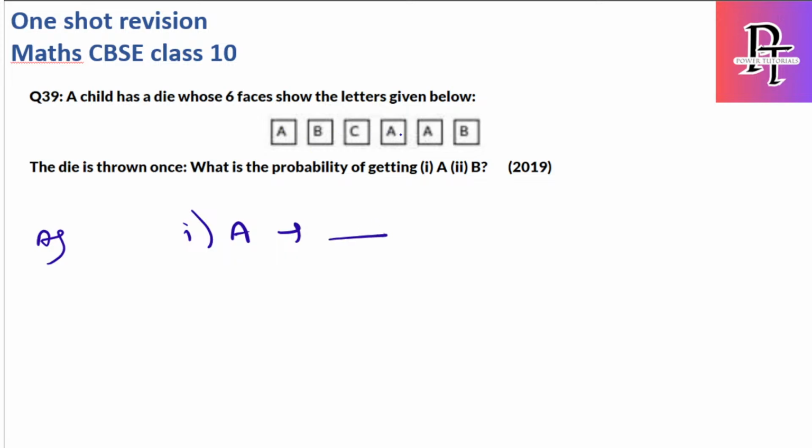Total I will write first: 1, 2, 3, 4, 5, 6. Total is 6. Getting an A: 1, 2, 3. 3 A's are present. So probability of getting A is 3 by 6, which is 1 by 2. Second, probability of getting a B. How many B's are mentioned? 1 and 2. Simply 2 by 6, which is 1 by 2. Okay. Let's go to the next one.